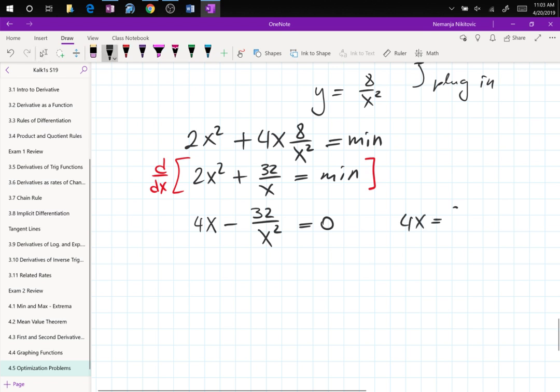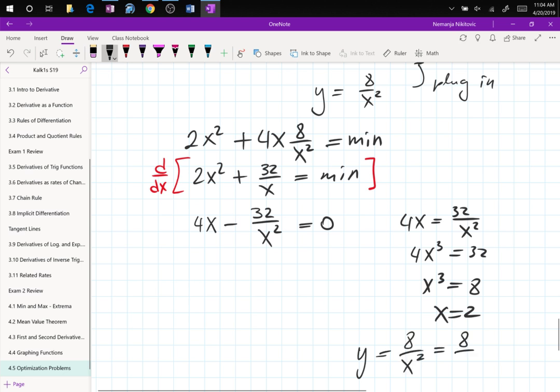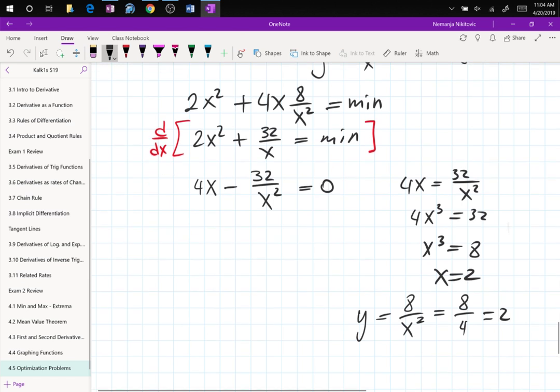So 4x is equal to 32x squared. 4x cubed equals 32. x cubed equals 8. x equals 2. You take the cube root of both sides. Now, y is 8 over x squared, which is 8 over 4, which is another 2.